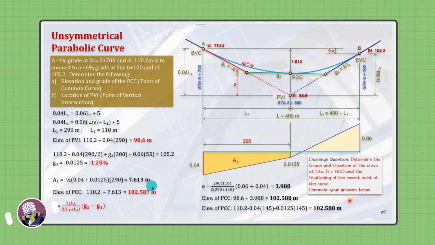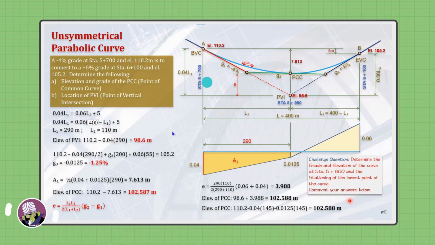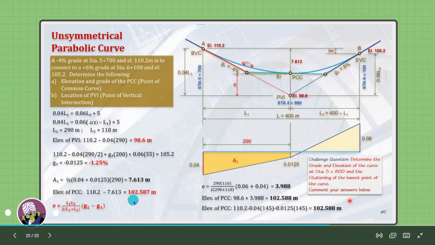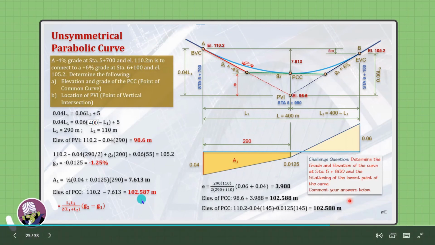Doing all necessary calculations, we have 7.613 meters. This 7.613 meters, we will subtract from the elevation at A, which is 110.2, which will give us the elevation of PCC at 102.587 meters. So now we have the elevation and grade of PCC, or the point of common curve, which is negative 1.25% and 102.587 meters.